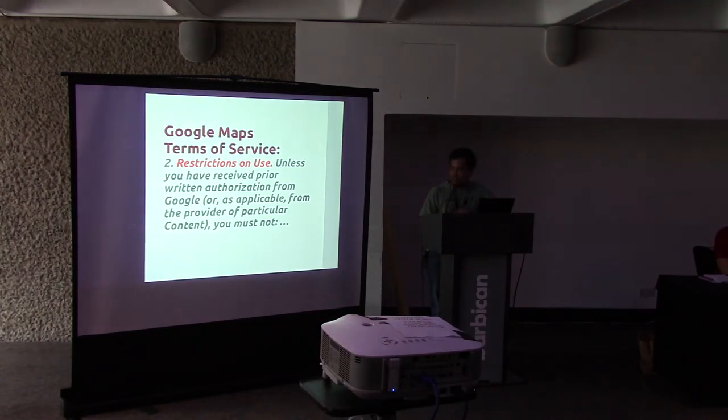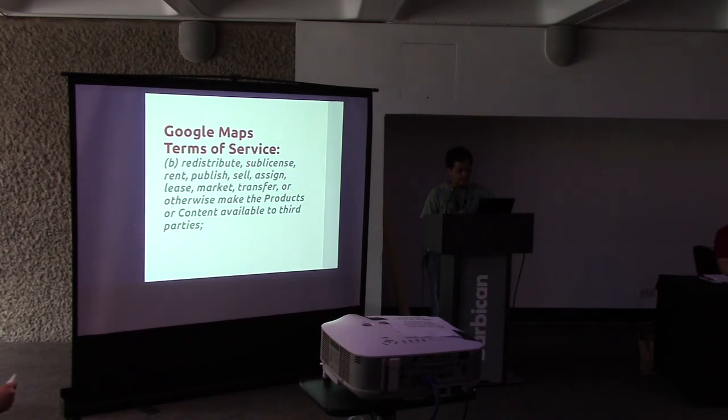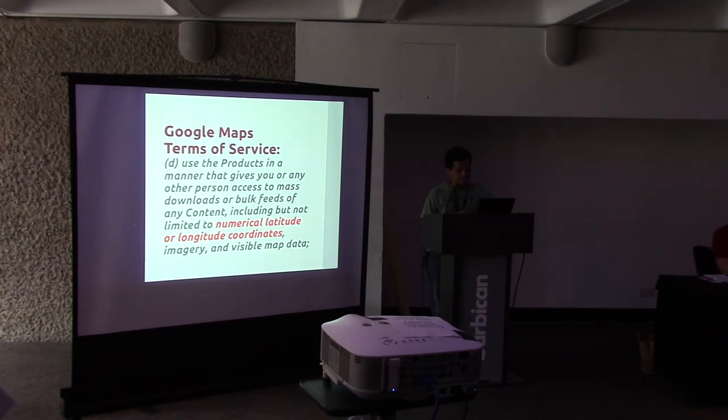Why? The Google Maps Terms of Service has what we call restrictions on use. For example, unless you have received prior written authorization from Google, you cannot copy, translate, modify, or make derivative works of the content or any part thereof, distribute, sublicense, etc., and use the products in a manner that gives you or any other person access to mass downloads or bulk feeds of any content, including but not limited to numerical latitude or longitude coordinates.